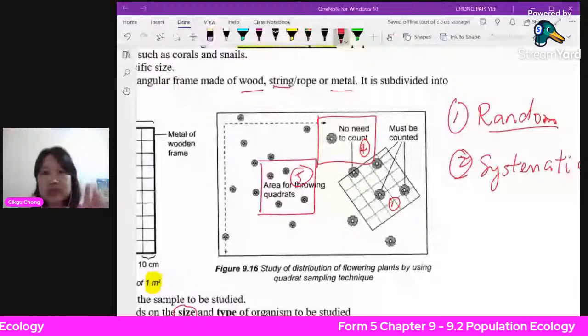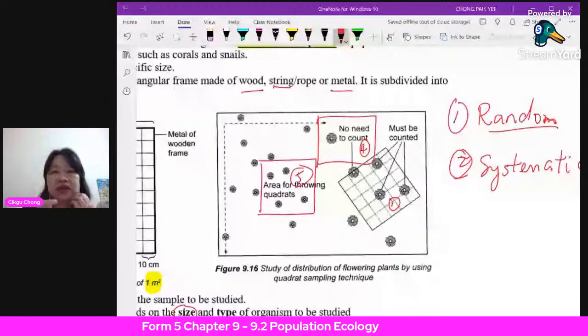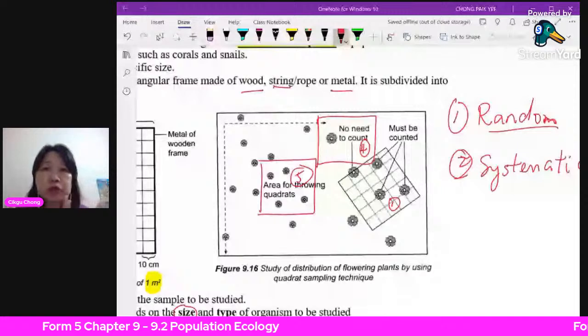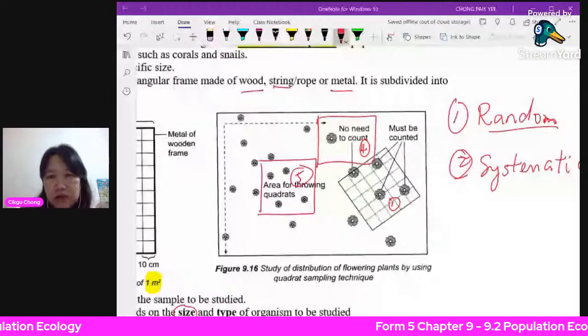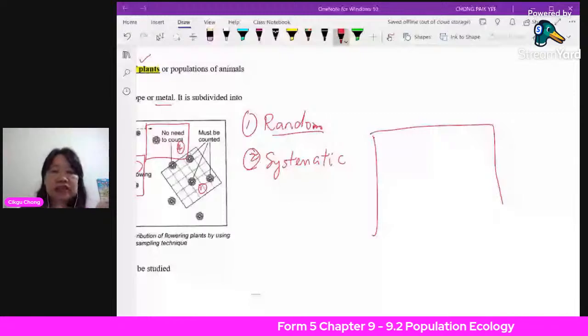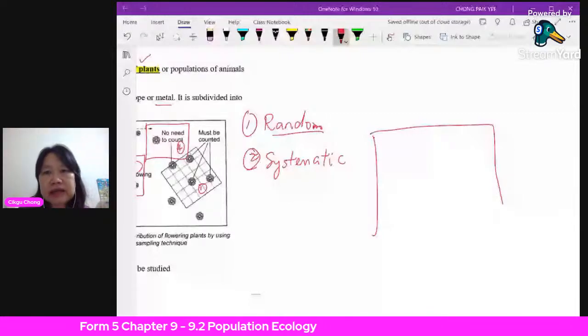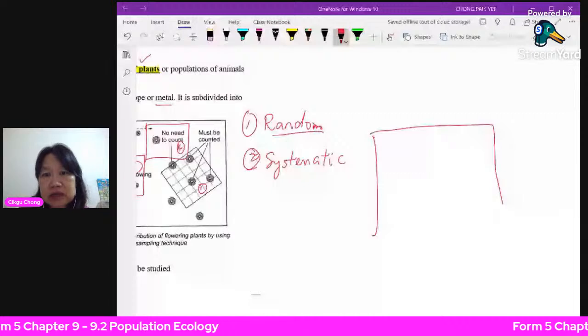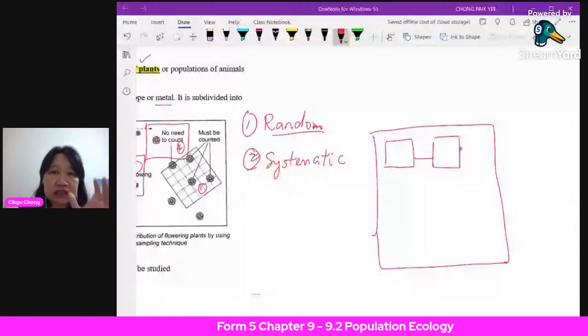Now another one, systematic. Systematic is where there is a system for where you put your quadrat. Let's say this is your field. Your field is this big. And my quadrat is, let's say, 1 meter by 1 meter. So I put my first quadrat here. Then after that, I measure a distance of 1 meter. Then I put another one. I do the second one. Then I measure 1 meter, then I do another one. So this distance is fixed.